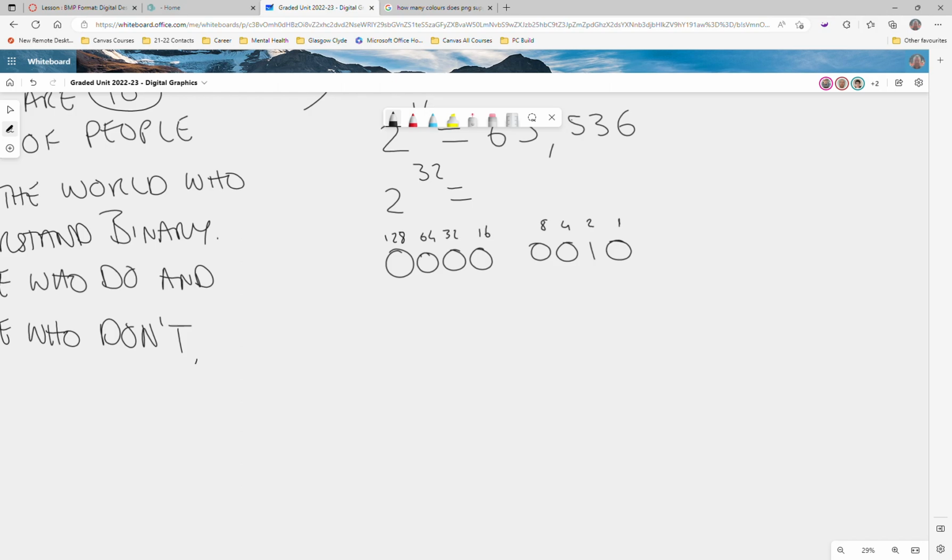If we were to fill them all in with ones, what number do we get? 256. We get 256. So you can represent 256 values, because if we say 1 plus 2 plus 4 plus 8 plus 16 plus 32 plus 64 plus 128 is 256.